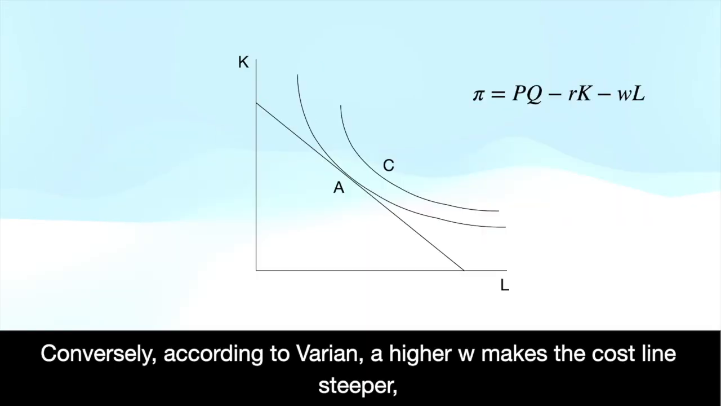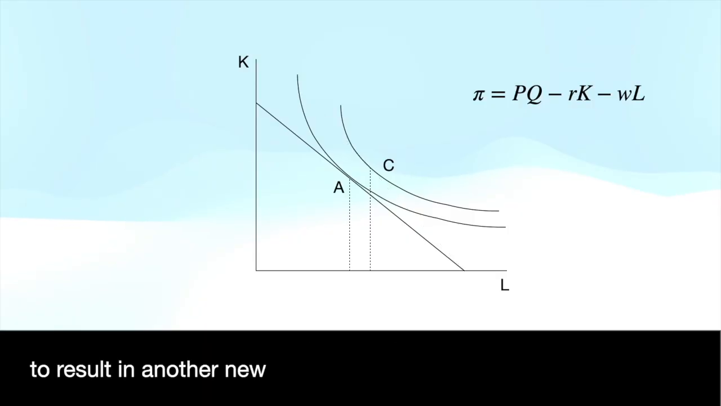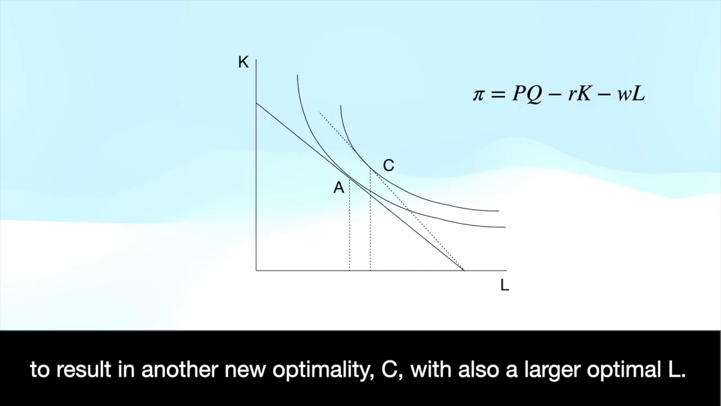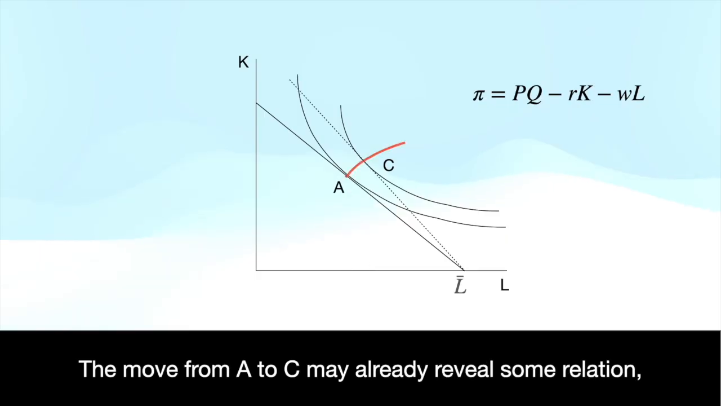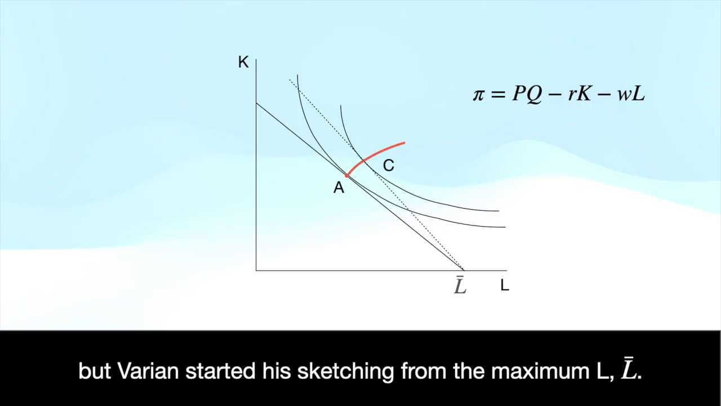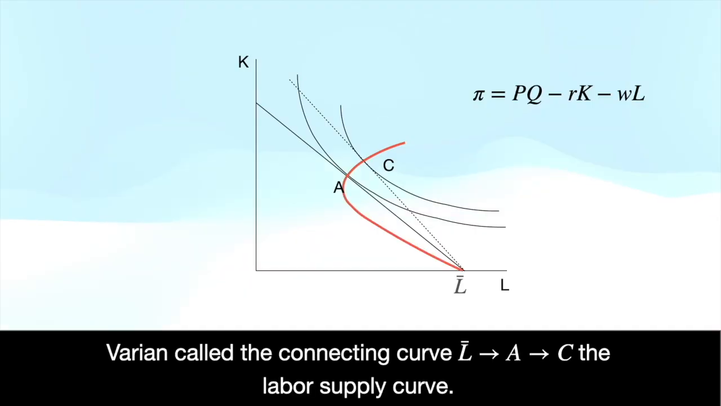The backward bending supply. Conversely, according to Varian, a higher W makes the cost line steeper, to result in another new optimality, C, with also a larger optimal L. The move from A to C may already reveal some relation, but Varian started his sketching from the maximum L bar. Varian called the connecting curve L bar, A, C, the labor supply curve.